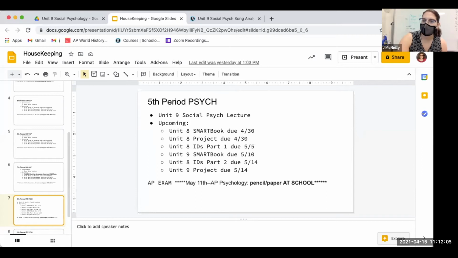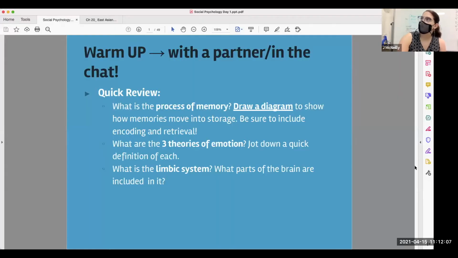And before we get started with this new unit, we're going to do a quick review or a warm-up on information that we've already covered. So those of you who are face-to-face, turn to the person closest to you. Y'all may have to do groups of like 3 or something. Or do we have an even number? No, we do have an even number.